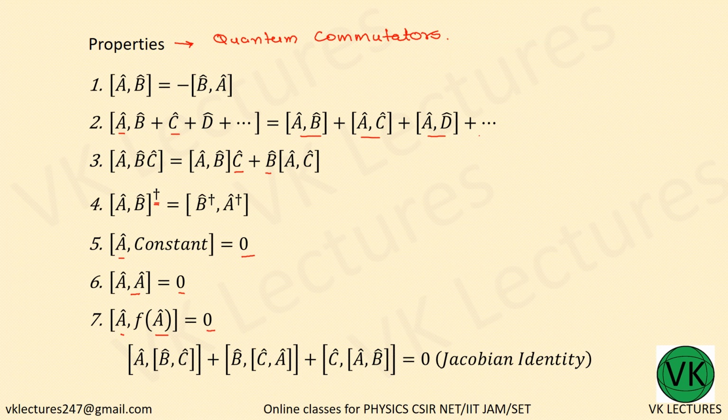Now [a, [b, c]] plus [b, [c, a]] plus [c, [a, b]], all commutators, is equal to 0. This is called the Jacobi identity. Now these all are true for Poisson brackets also.